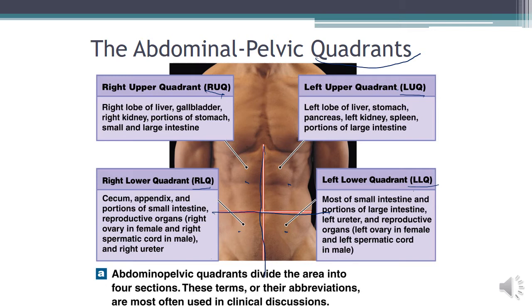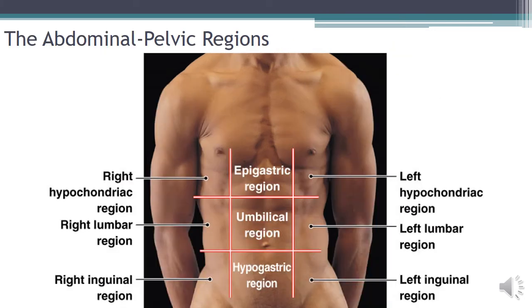Sometimes, instead of dividing the abdominopelvic cavity into quadrants, we divide it up into even smaller regions. If you draw a tic-tac-toe over the abdominopelvic region, which you can see in this picture here, instead of having quadrants, these are what we call the abdominopelvic regions. If we start from the top, right underneath the rib cage, you have these regions called the hypochondriac regions.